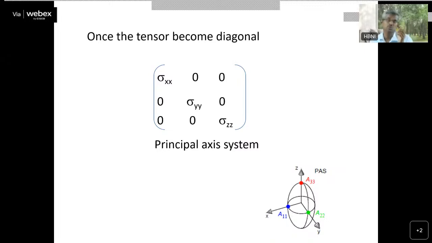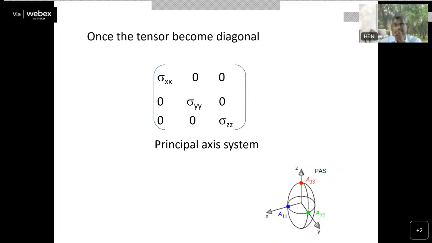Actually, there are different frames. One is the principal axis frame, another is the laboratory frame, and another is the rotating frame. Rotating frame we may discuss towards the end. For the time being, we will discuss the laboratory frame and the principal axis system. The principal axis system is only to simplify and study the interactions. In it, the tensor can be represented with only 3 components. Once you have 3 components, we can generate a parameter called the isotropic value, which is 1/3 times (sigma xx plus sigma yy plus sigma zz), the isotropic chemical shift.